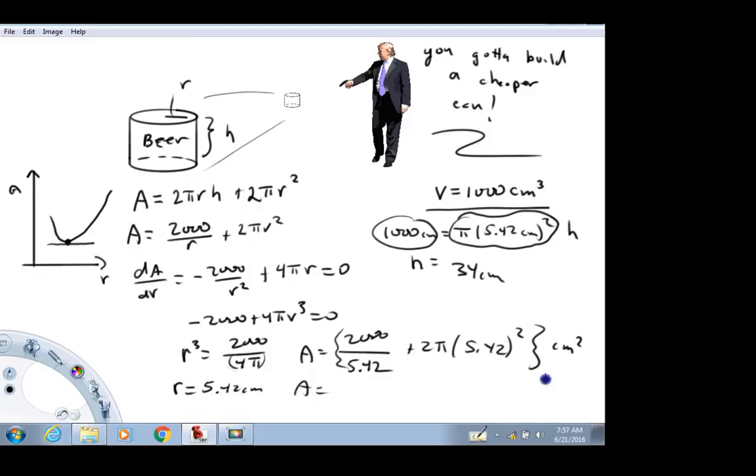What'd you get? 553.6 square centimeters. Let's make sure that we get another opinion. Okay, we got another opinion, so if it's wrong, it's your guys' fault and you're fired. So it's looking like dimensions of 5.42 by 34 should minimize the area of that can, leaving us with a surface area of 554 square centimeters. So I hope this video helps demonstrate how to optimize a function.